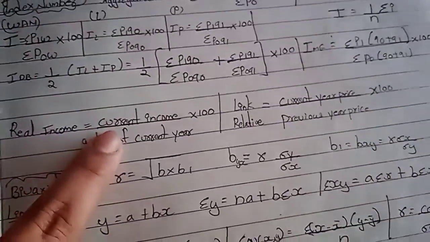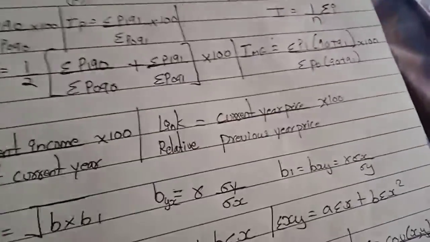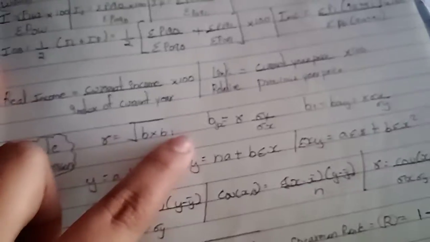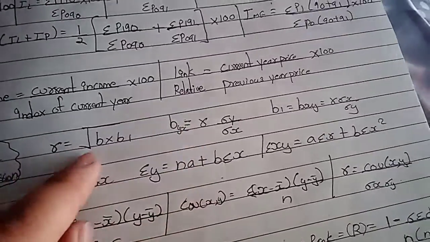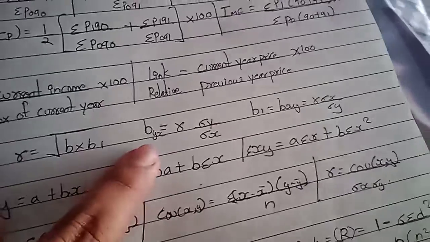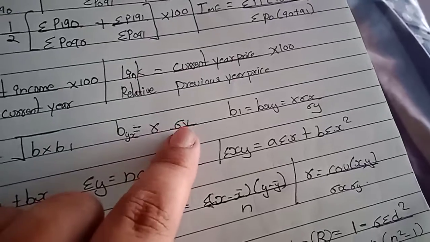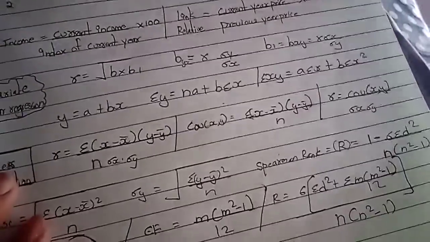Real income is equal to current income, what you are earning this year, upon index income, what you want to earn, into 100. Relative is current year price upon previous year price into 100. See, regression linear equation is r into sigma y upon sigma x, and byx is equal to b. Okay, byx simply means b, and bxy means b1. Here you can also put byx instead of b, and bxy instead of b1. It's all formula. Byx you will find as r into sigma y upon sigma x, or bxy you will find as r into sigma x upon sigma y.